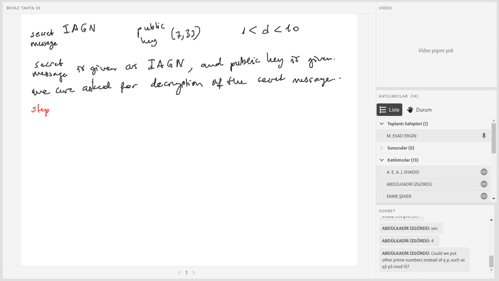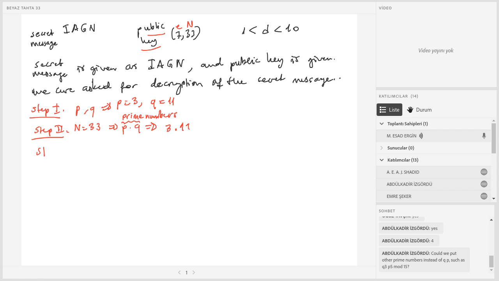At first, step 1, which is determine the P and Q, right? And as far as we know, this is E, if it is public key, and this one is N. So N equals 33. So it means that it is multiplication of P and Q. And this P and Q should be prime numbers. And this will be 3 multiplied by 11, right? It is very easy to understand. So we can say that P equals 3 and Q equals 11. So this is the first step.